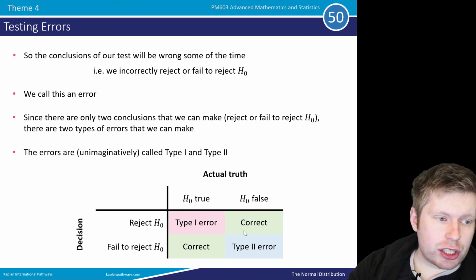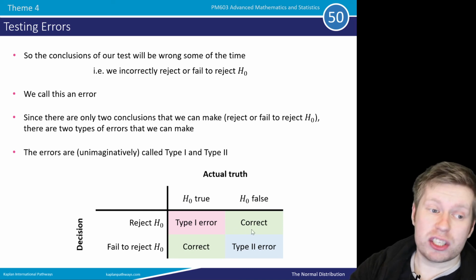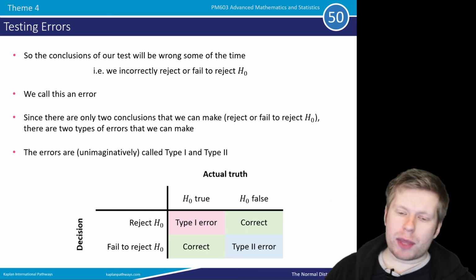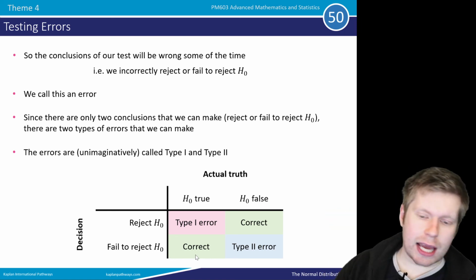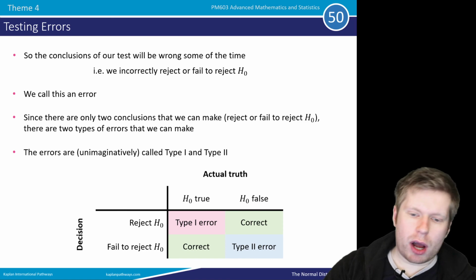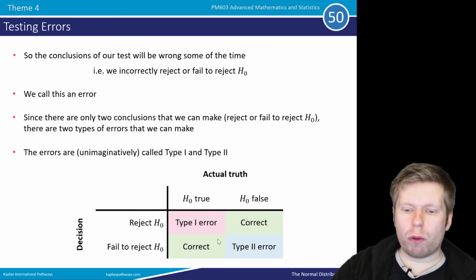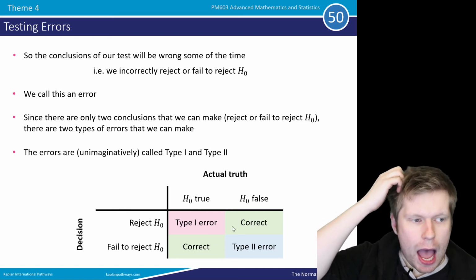So the two things in green are actually correct. So we reject the null hypothesis and it was actually false. That's a great outcome, that's correct, okay? Or we can fail to reject the null hypothesis and the null hypothesis is actually true. That's also a correct outcome as well. So there's two correct outcomes on this particular slide here, okay?